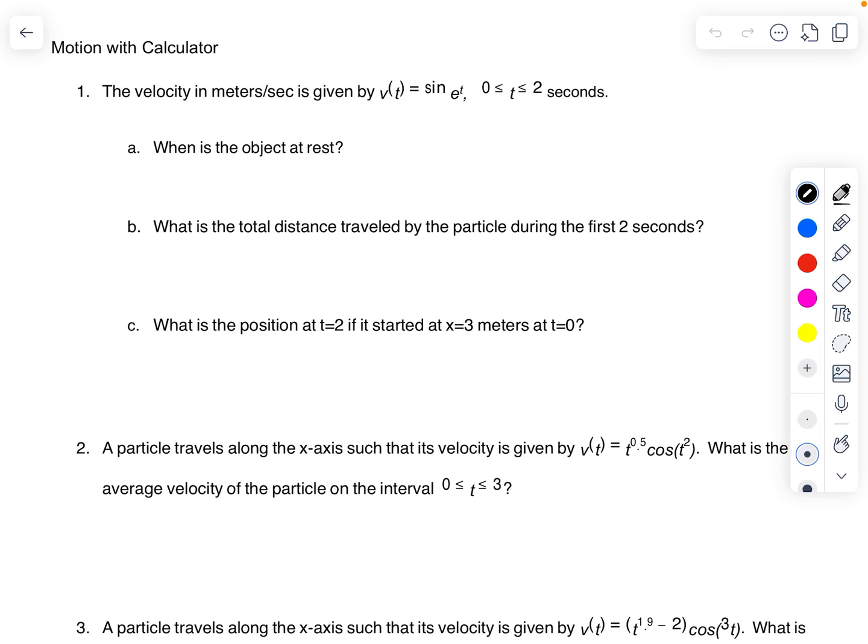In this section, we are going to review some more motion problems that we had done previously. And this is all going to be with your graphing calculator. So I have that out.